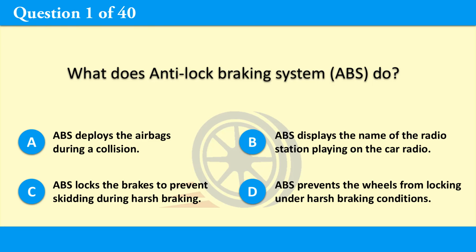What does anti-lock braking system (ABS) do? A. ABS deploys the airbags during a collision. B. ABS displays the name of the radio station playing on the car radio. C. ABS locks the brakes to prevent skidding during harsh braking. D. ABS prevents the wheels from locking under harsh braking conditions.